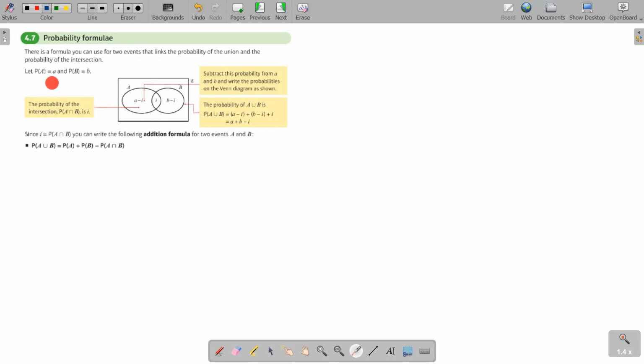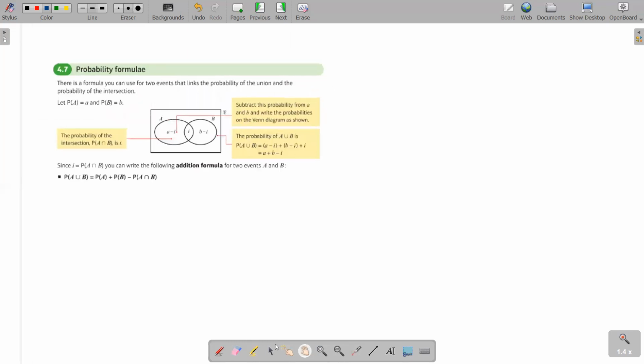So let the probability of A be A. Now, probability of capital A means the set A, right guys? It is equal to simple A, and the probability of capital B, the set B, is equal to simple B. The probability of A intersection B is I. Now they have marked the probabilities of each and every region, right?